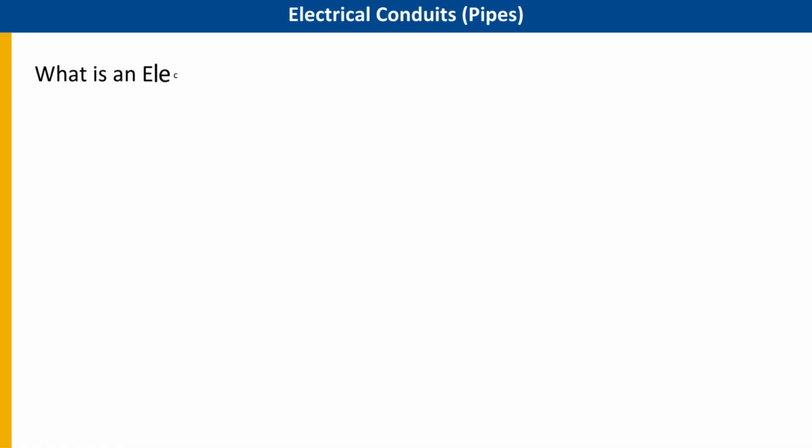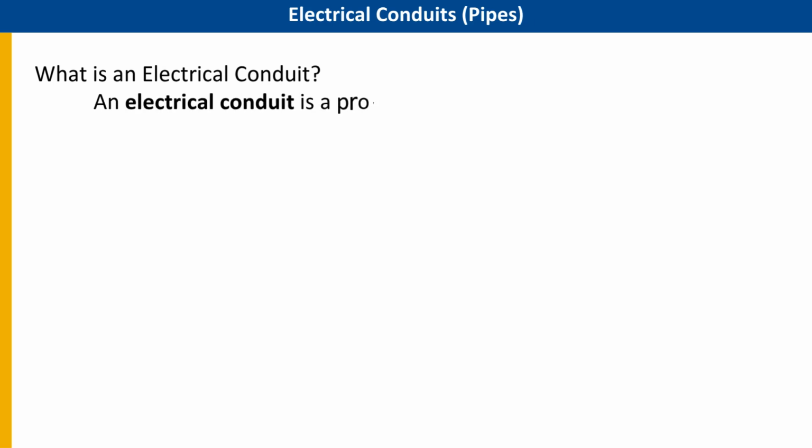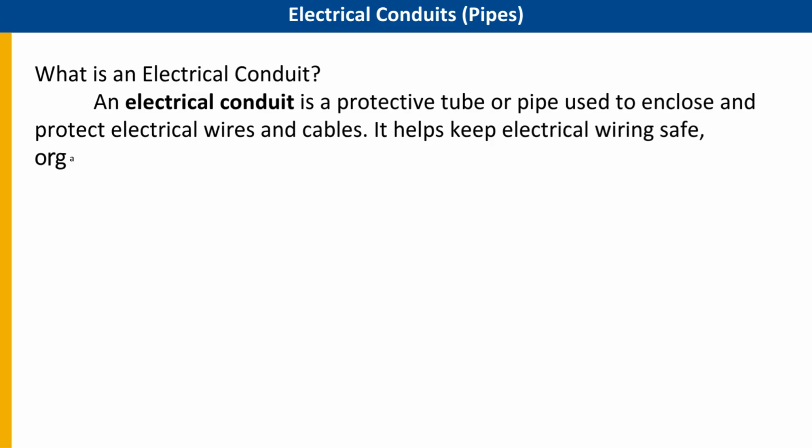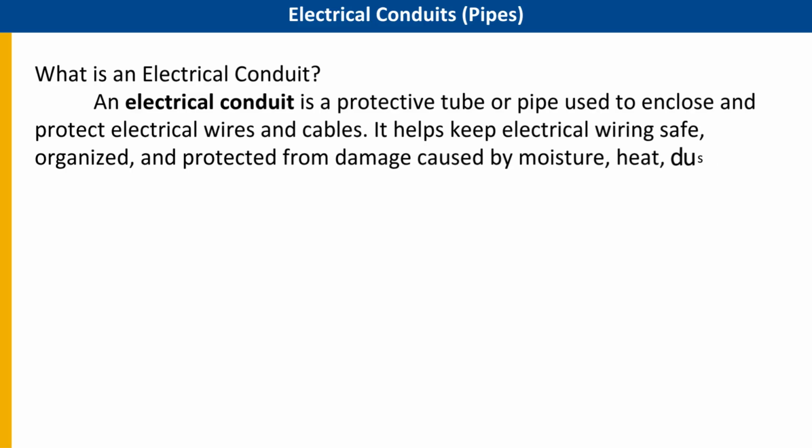What is an electrical conduit? An electrical conduit is a protective tube or pipe used to enclose and protect electrical wires and cables. It helps keep electrical wiring safe, organized, and protected from damage caused by moisture, heat, dust, and physical impact.